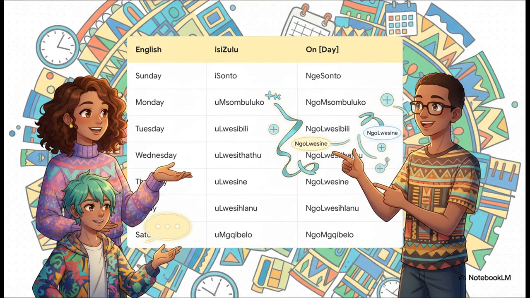Next up, the days of the week. But I want you to pay close attention to that third column. This is a really neat trick. To say you're doing something on a specific day, you just add a simple prefix. So, for example, uLwesine is just Thursday, but ngoLwesine means on Thursday. See? It's another one of those simple but really powerful rules.